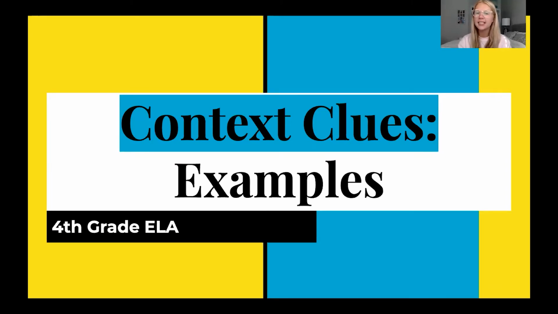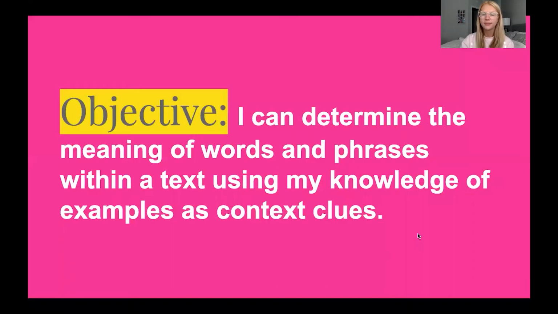Our topic today is context clues examples. Our objective today is, I can determine the meaning of words and phrases within a text using my knowledge of examples as context clues. So in today's lesson, we are going to be using examples as context clues within a text or within a sentence to identify an unknown word. So take a moment to read the objective out loud or read the objective in your head and really focus on what we will be learning today throughout our lesson.